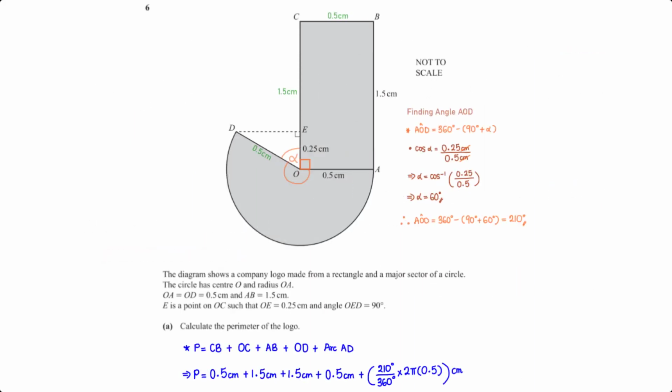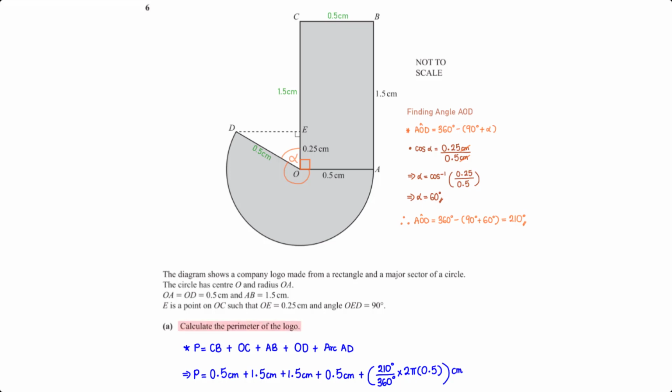The diagram shows a company logo made from a rectangle and a major sector of a circle. The circle has center O and radius OA. OA equals OD equals 0.5 centimeters and AB equals 1.5 centimeters. E is a point on OC such that OE equals 0.25 centimeters and angle OED equals 90 degrees. Calculate the perimeter of the logo.